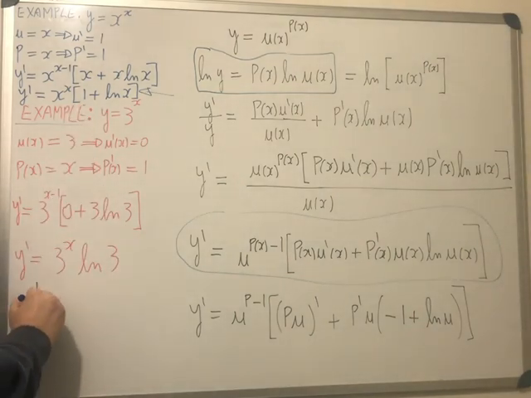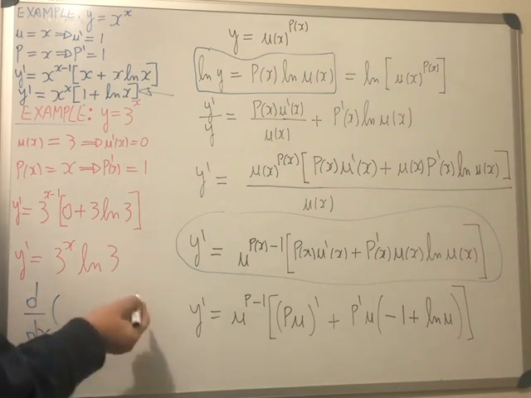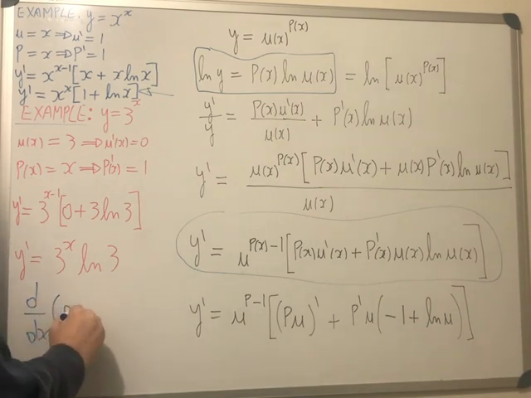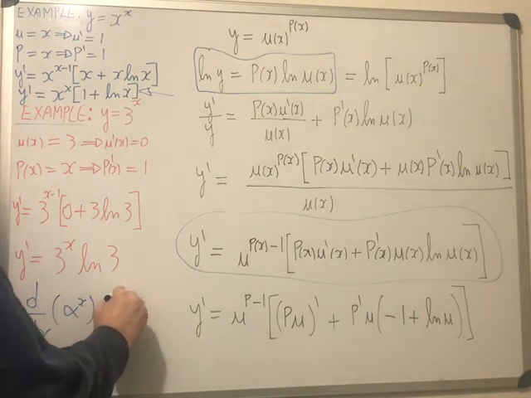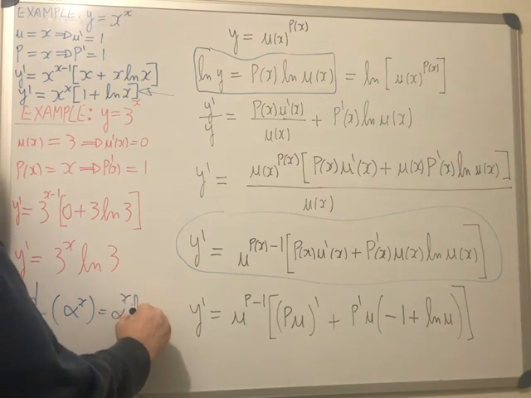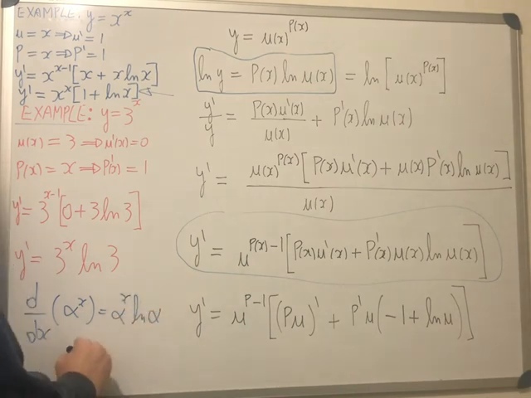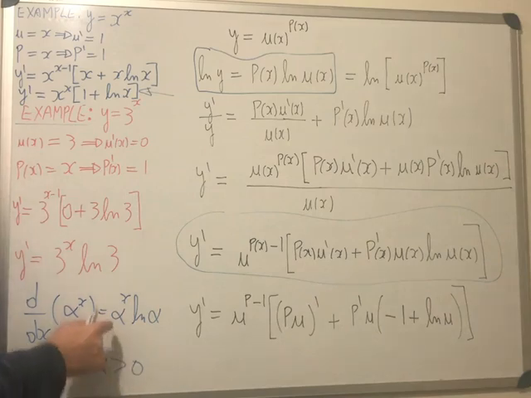Here instead of 3, if we had any positive number, it would be the same, right? So if we take the derivative of any alpha to the power x, that would be alpha to the power x, natural log of alpha for every positive alpha. Okay, same procedure as here.